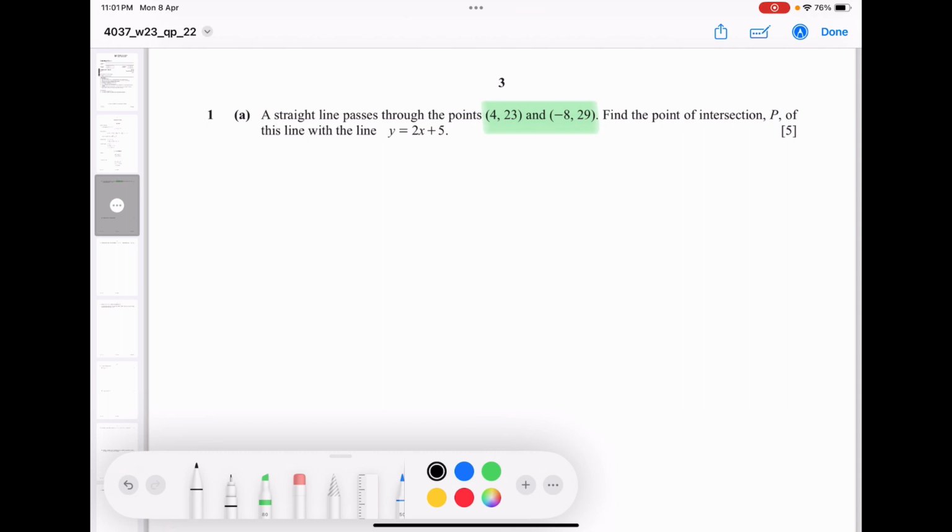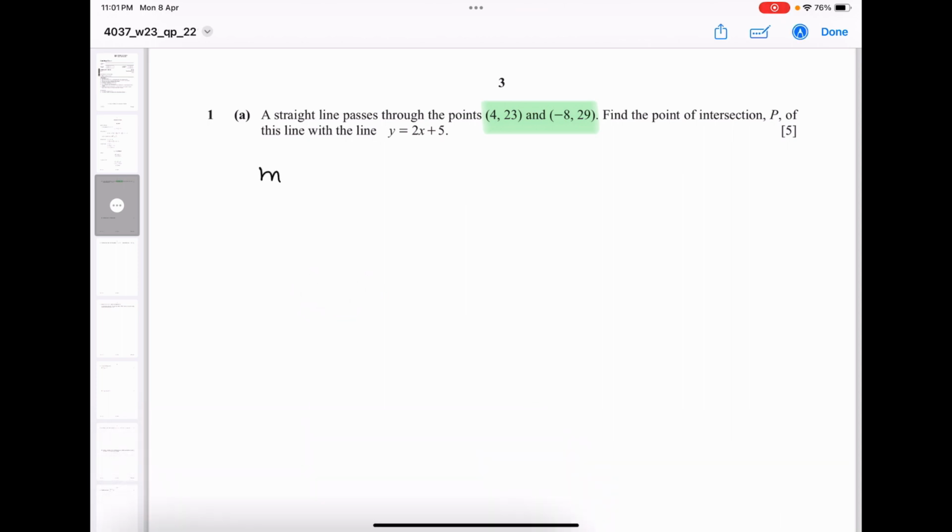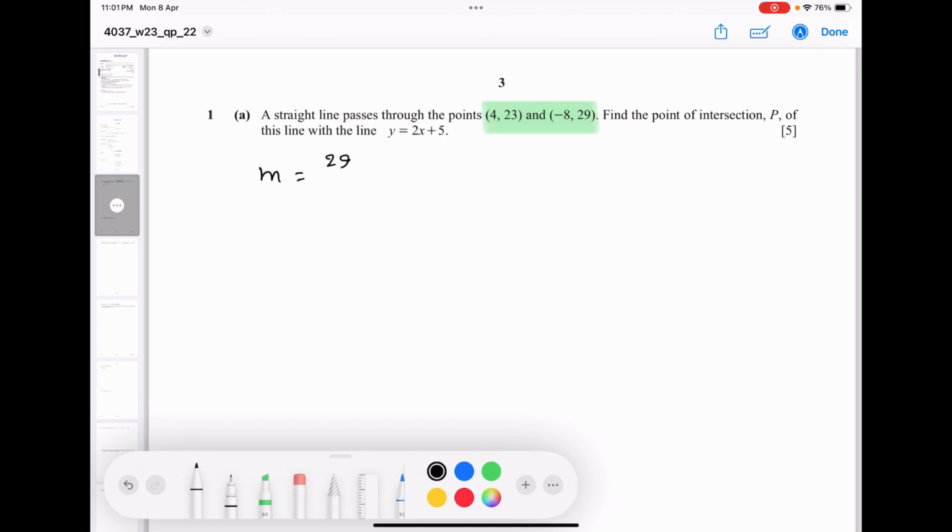So first of all, find the gradient. Gradient equals 29 minus 23 over minus 8 minus 4. Now let us simplify these two. 29 minus 23 is 6, then minus 12. So this is minus half.